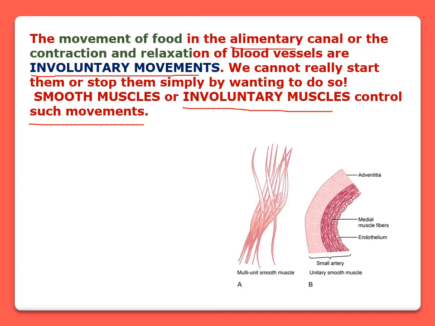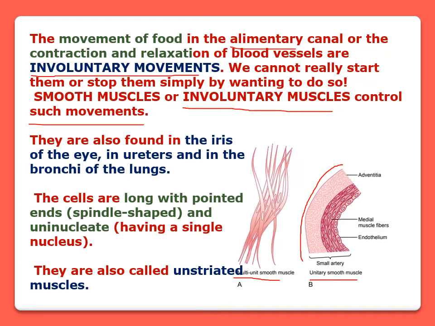Here in the picture you can see the structure of the smooth muscles. This one. These muscles are also found in the iris of the eye. Again, we cannot control the movement of the iris. That is involuntary. They are also in the ureters and in the bronchi of the lungs.